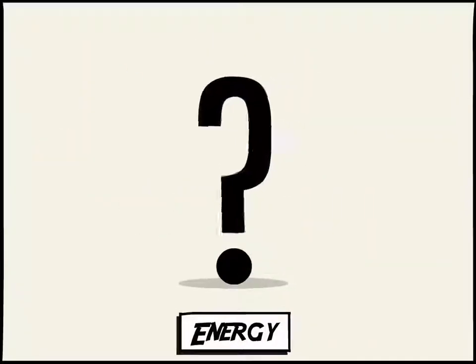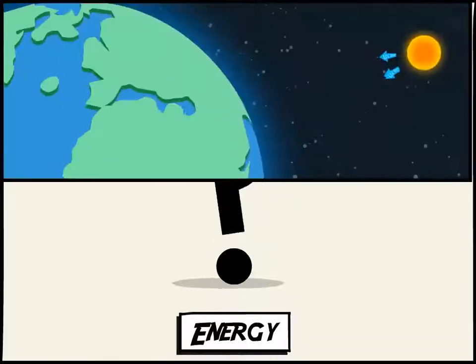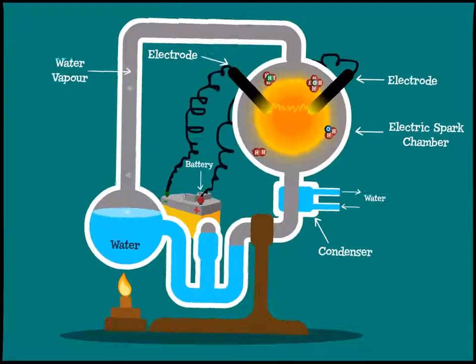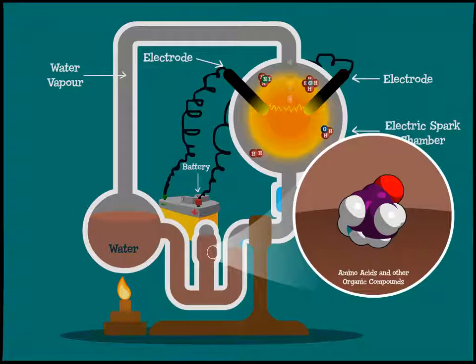But where did the energy for formation of biomolecules come from? From UV rays, lightning, electrical discharges, and heat, of course. But in science, no hypothesis or theory can be accepted without experimental evidence. So Miller and Urey set up an experiment.